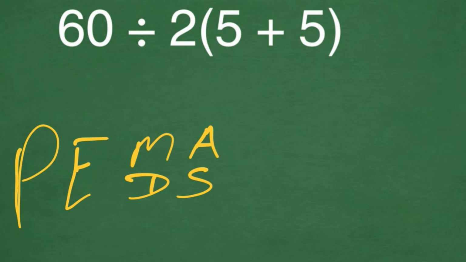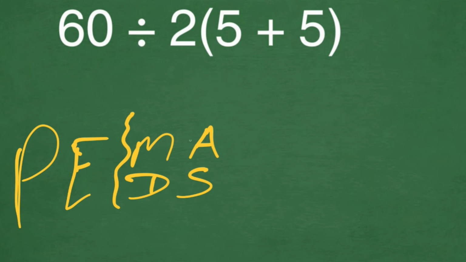P stands for parentheses, E stands for exponent, M and D stand for multiplication and division, A and S stand for addition or subtraction. So according to this rule, the first thing to solve is parentheses, the second thing to solve is exponent, the third thing to solve is multiplication or division, and finally we are going to solve addition or subtraction, fourth. So here is the thing.